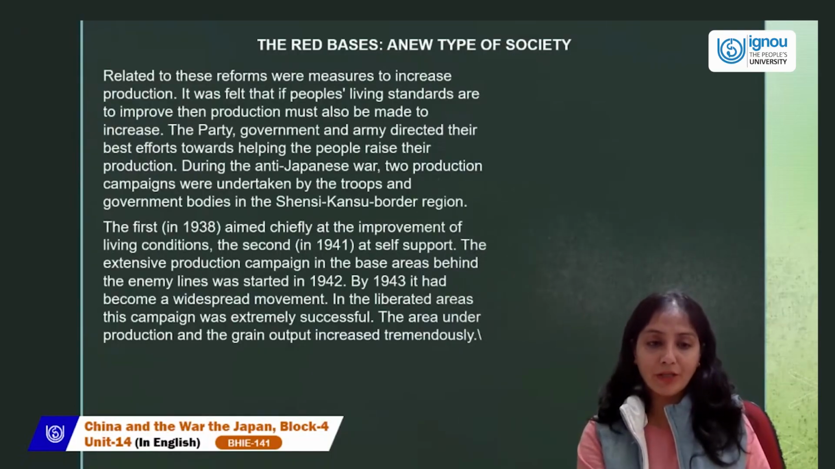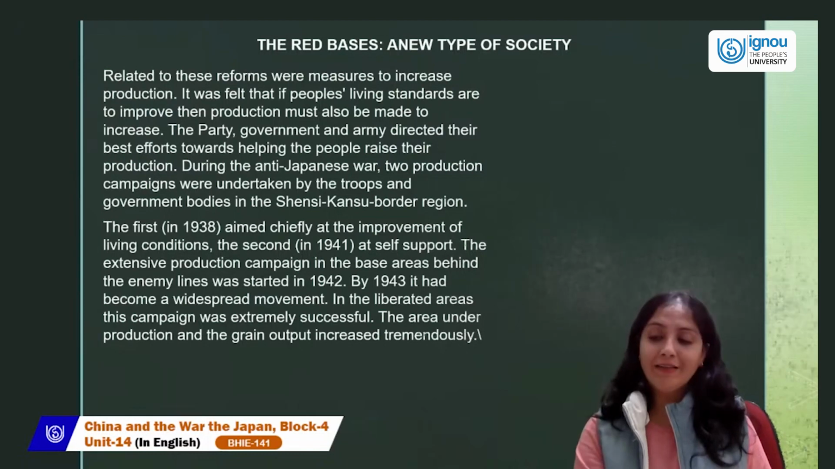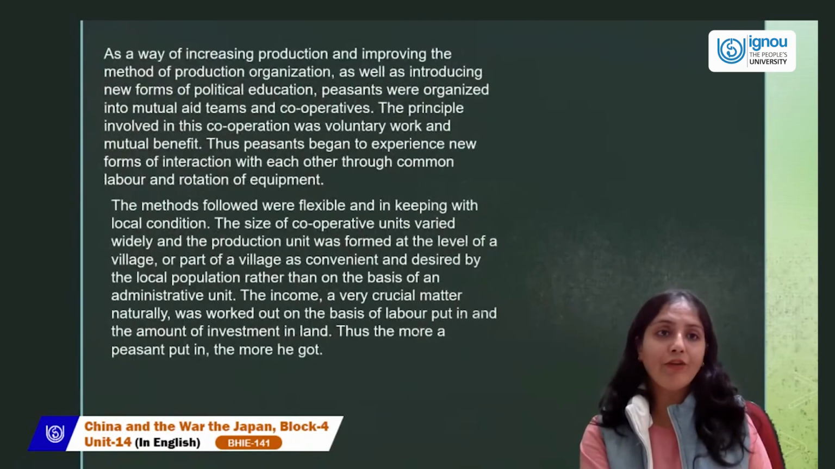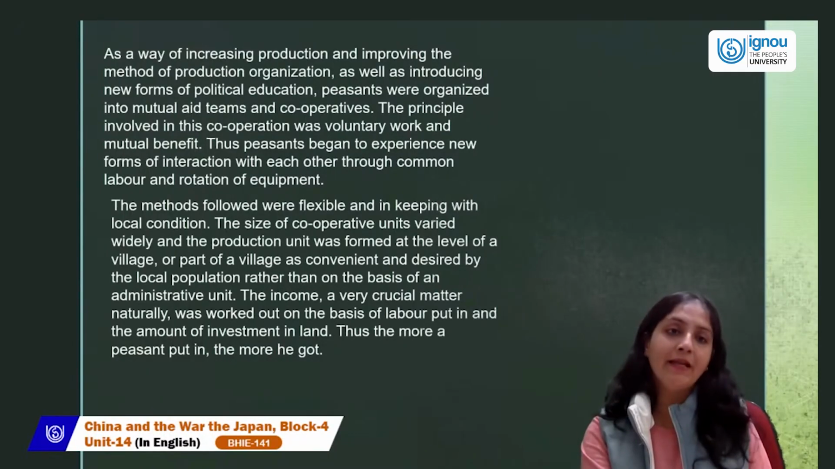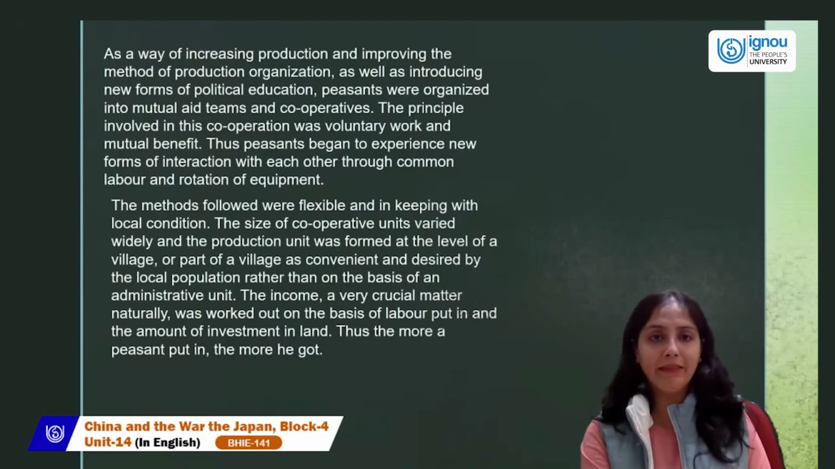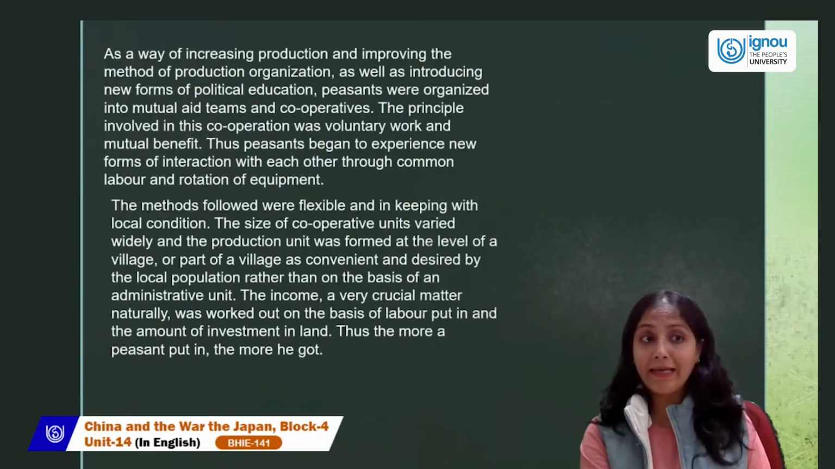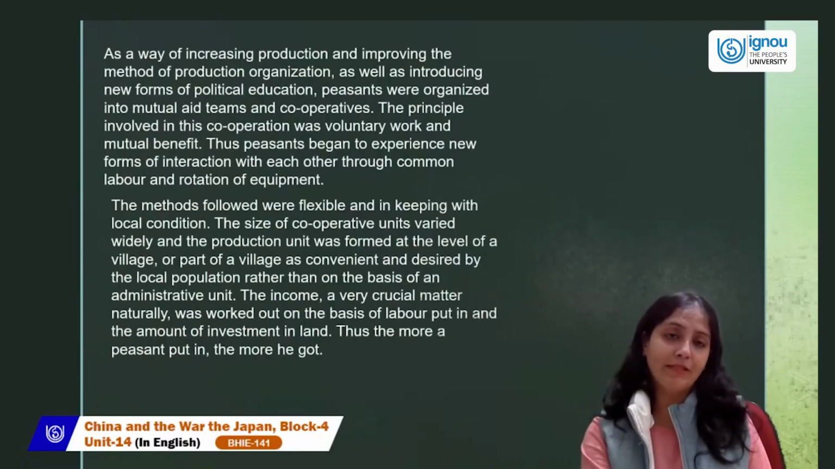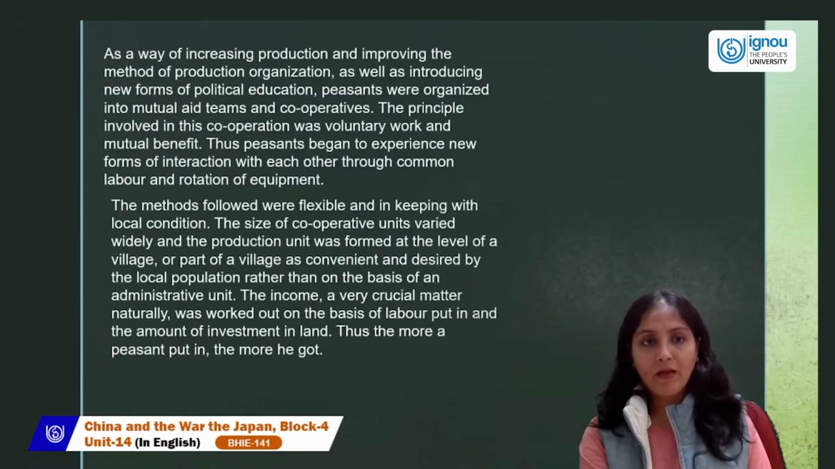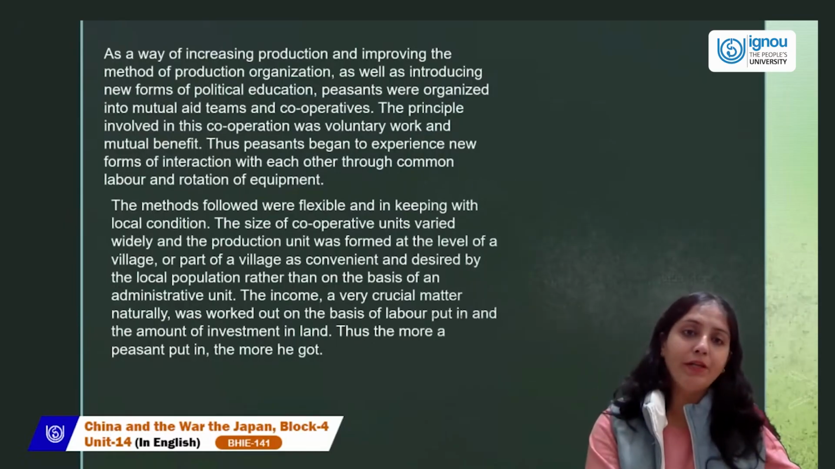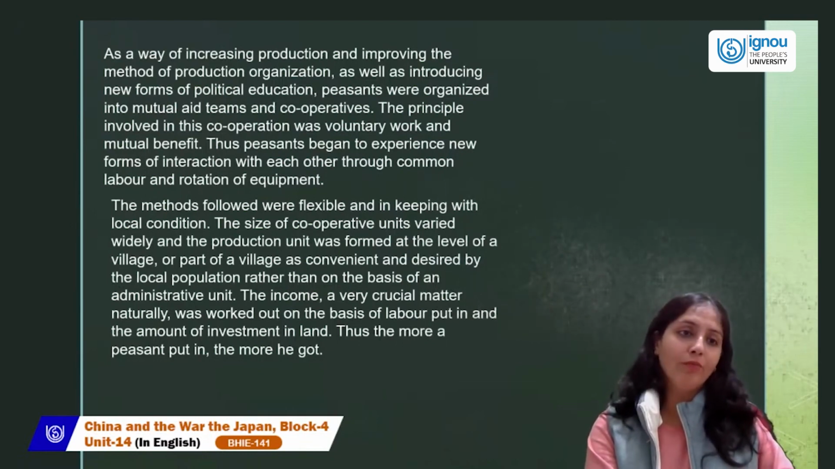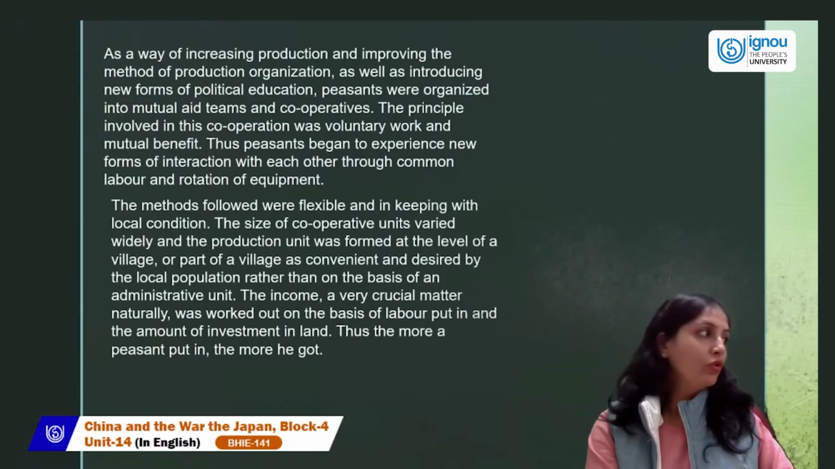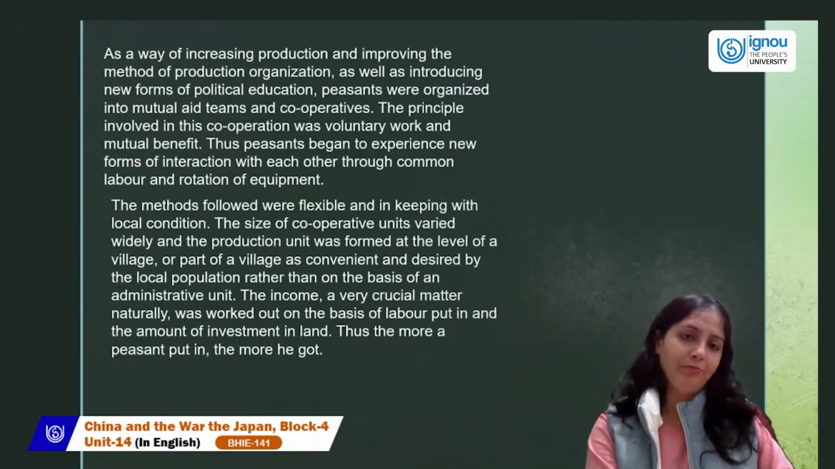The area under production and the grain output increased tremendously. As a way of increasing production, improving the method of production organization, as well as introducing new forms of political education, peasants were organized into mutual aid teams and cooperatives. The principle involved in this cooperation was voluntary work and mutual benefit. That's why peasants began to experience new forms of interaction with each other through common labor and rotation of equipment.